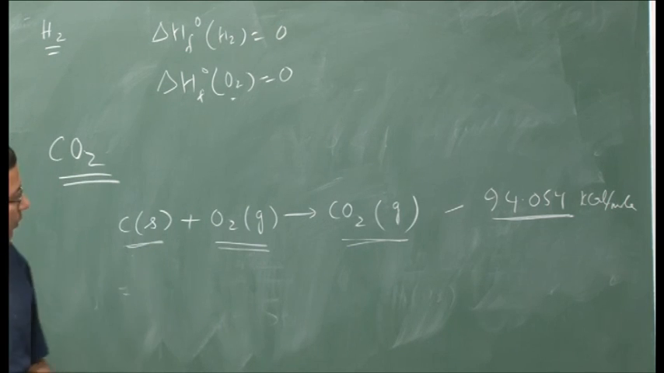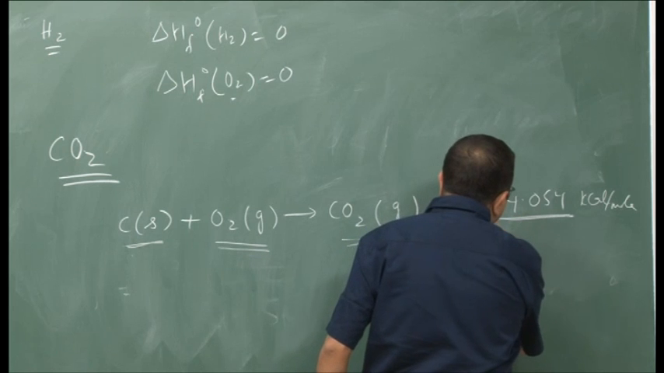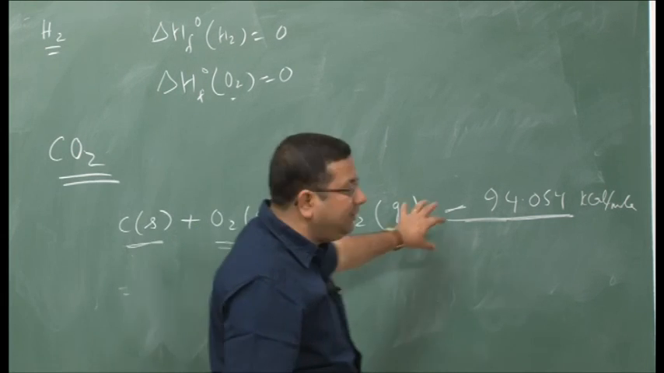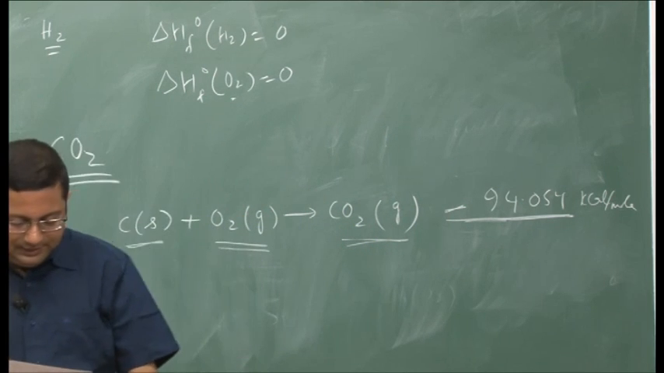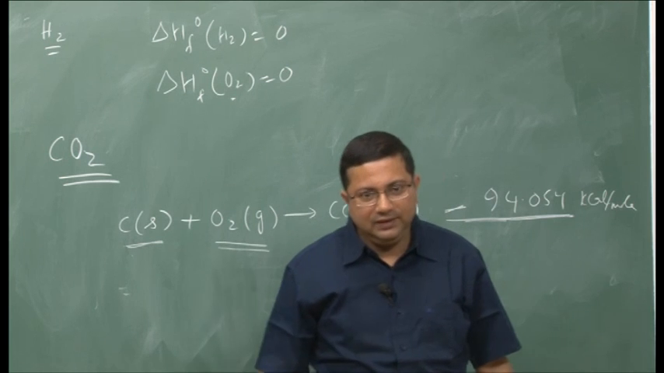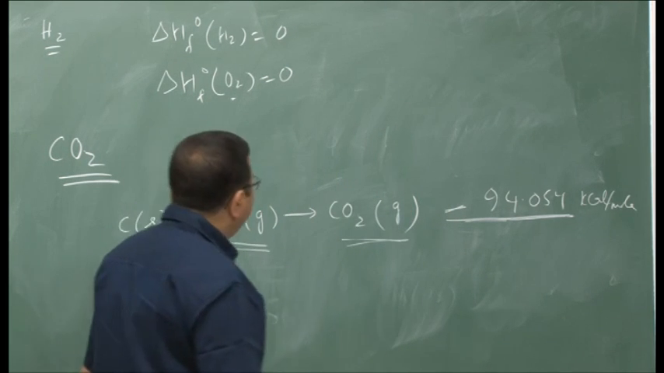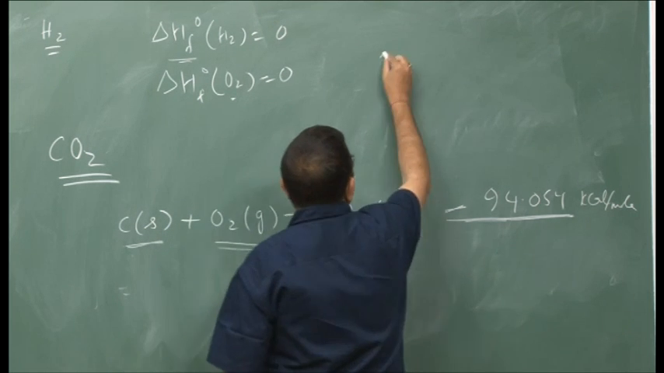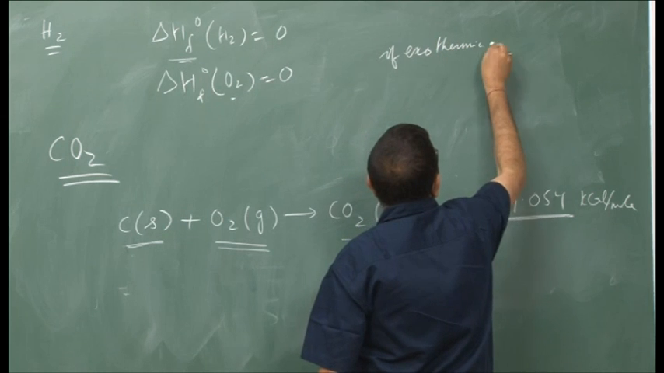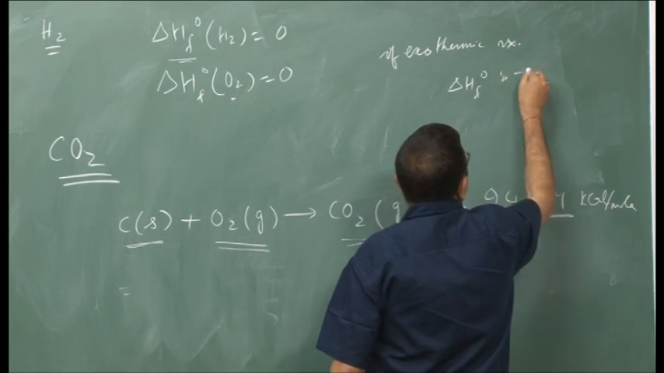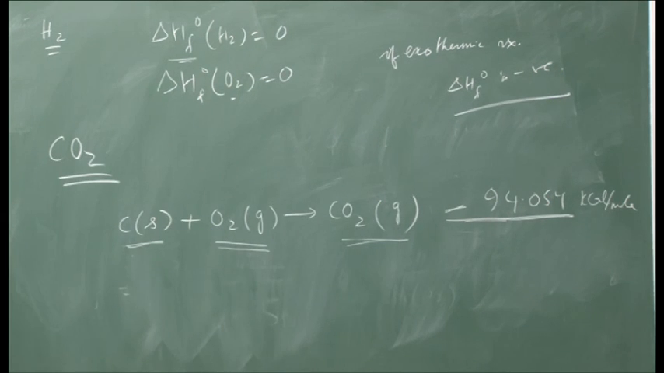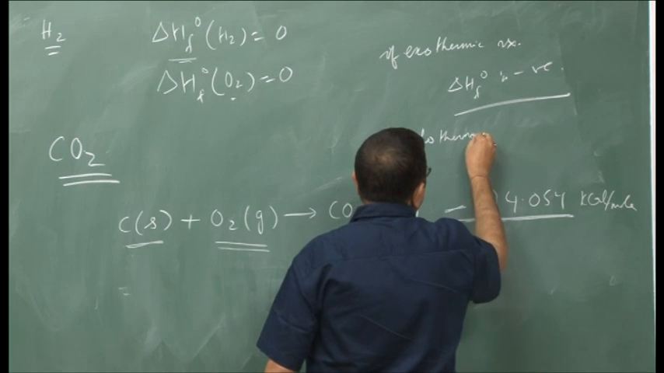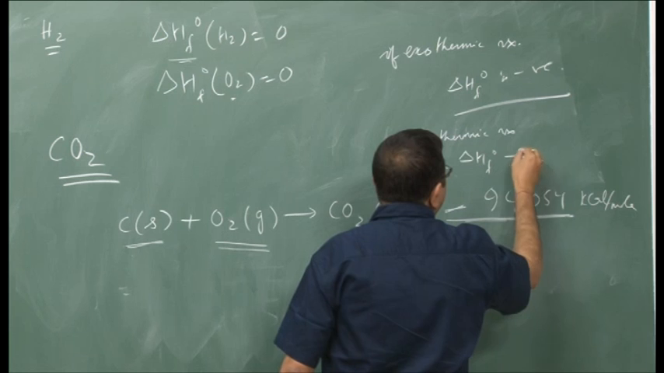Now, another convention. Here we see that this heat of formation is coming with a negative value. So, the convention says that when heat is evolved in the formation of a compound, that is heat is coming out because of the chemical reaction, then delta H f is negative. So, if the formation reaction is exothermic, delta H f naught is negative, and in reverse, for endothermic reactions, delta H f naught is positive.